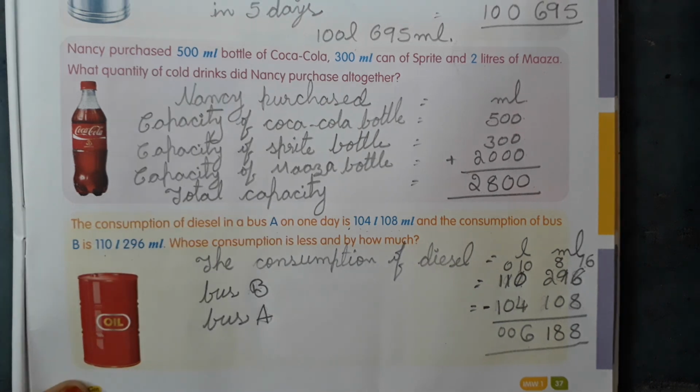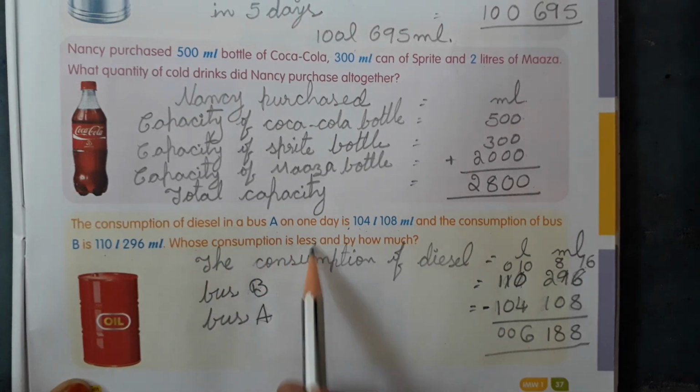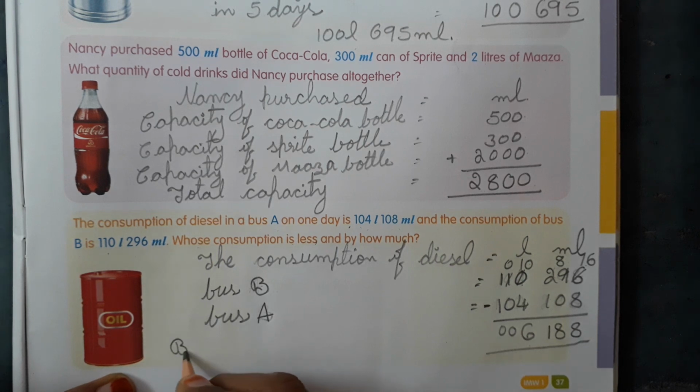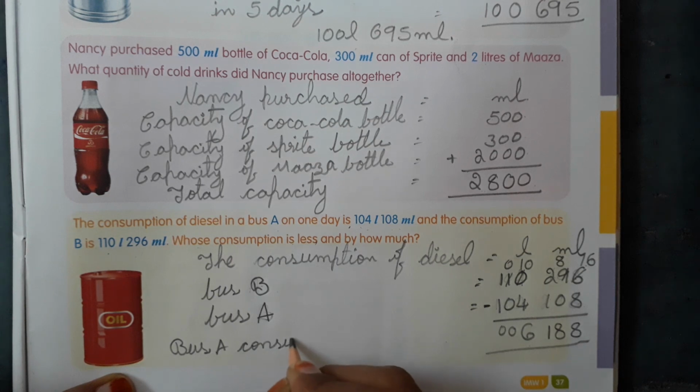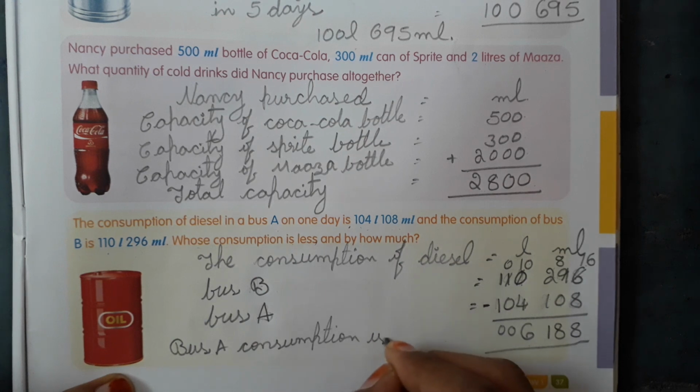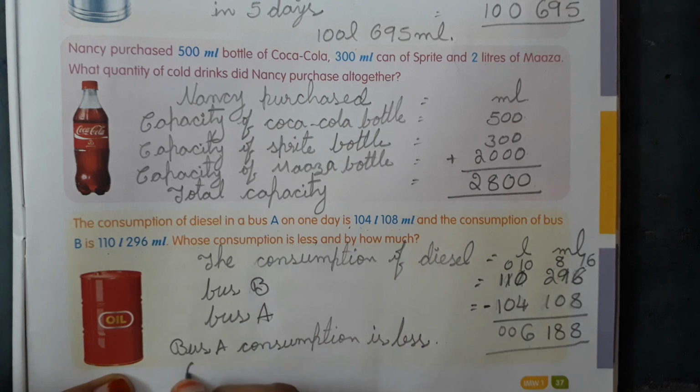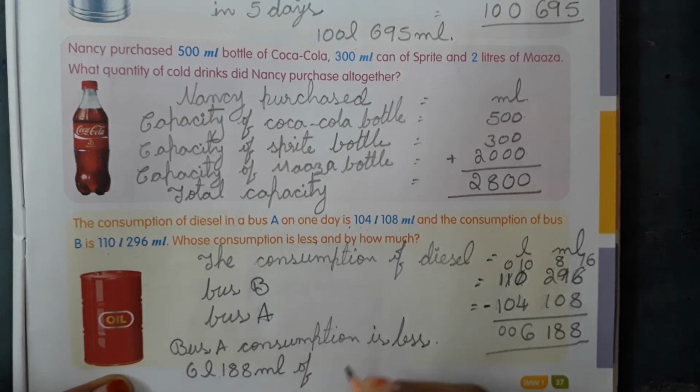So here whose consumption is less, children? Bus A consumption is less. By how much they are asking? 6 liters, 188 milliliters of diesel is less.